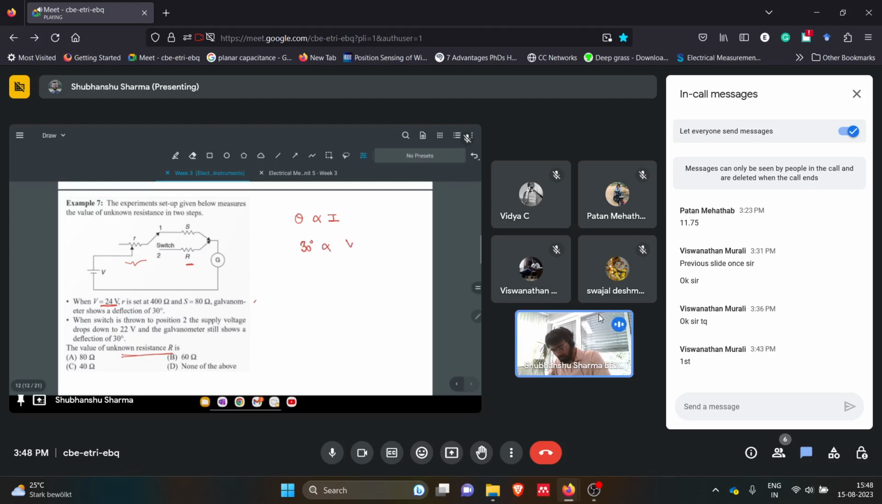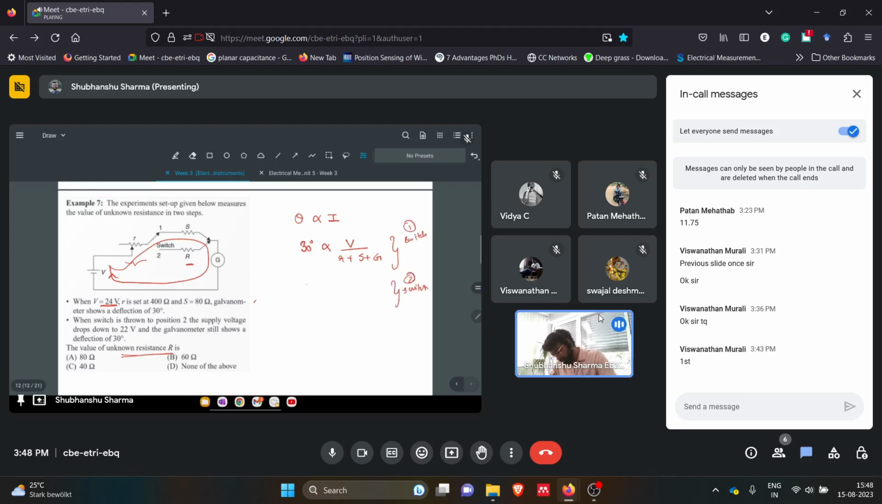So current will be what? V divided by the total resistance of this path. That will be R plus S plus G. Galvanometer resistance is there or not? I will see. So this is for the first case, when the switch is in the first position, switch position 1.